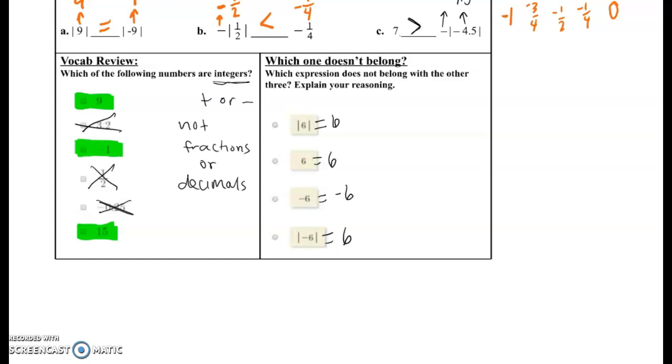And so the one that doesn't belong is this one because our answer is negative. So this one's negative, and it's the only one that's negative. So that one does not belong.